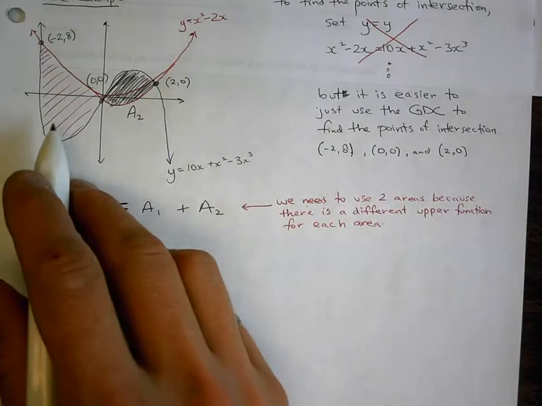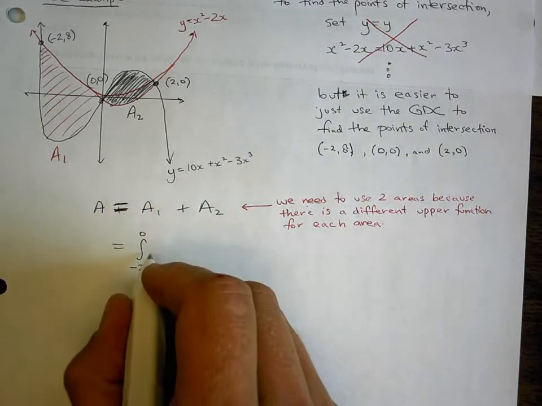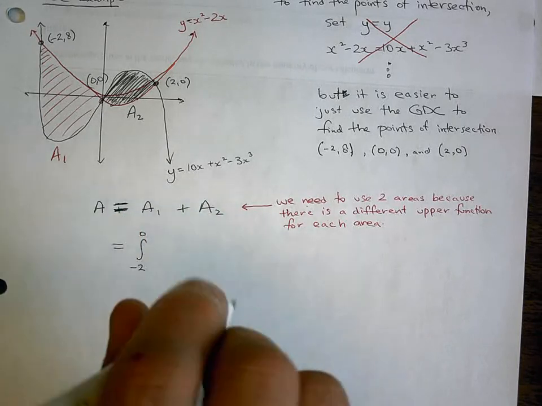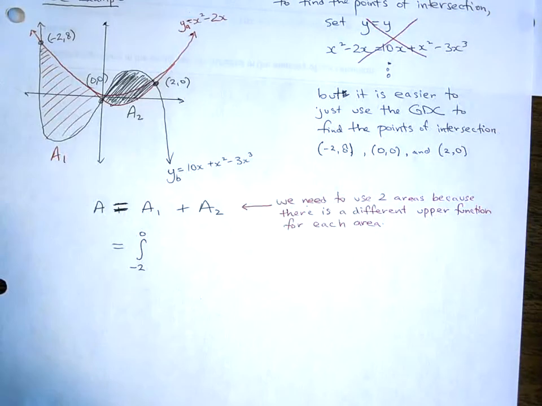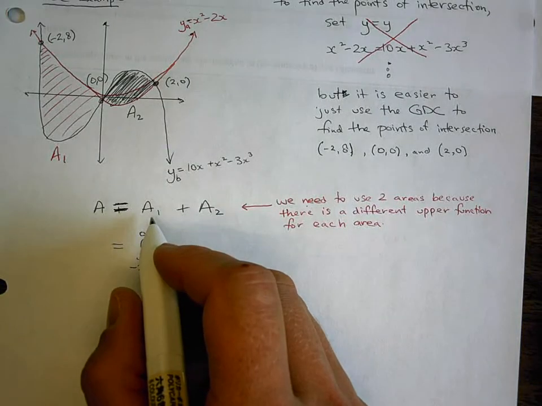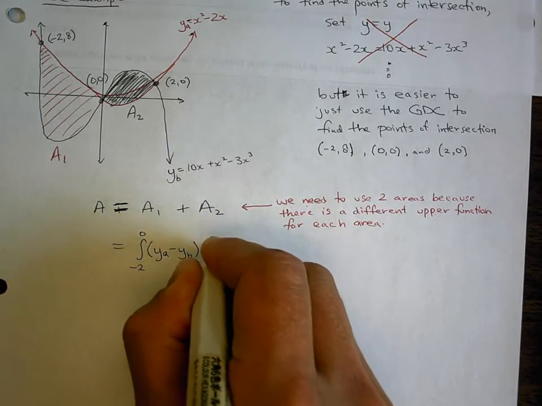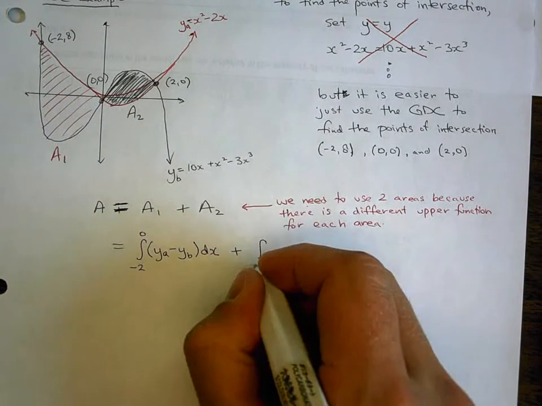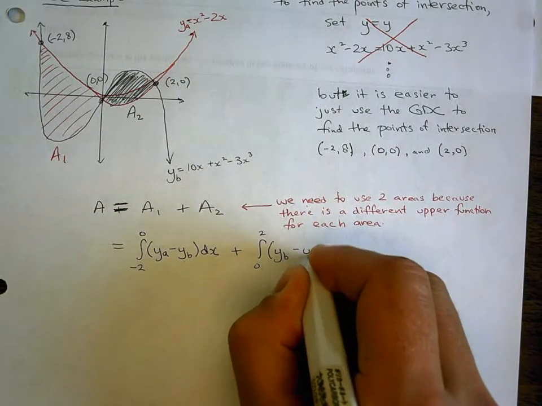So A1 goes from -2 to 0, and in this case, I guess we're going to have to call them one or the other. Let's call this YB, and let's call this YA. So for A1, it's going to be the red one, so it's going to be the integral of YA minus YB dx, plus integral, so now we go from 0 to 2. In this case it's the black line, so YB is the upper, minus YA dx.